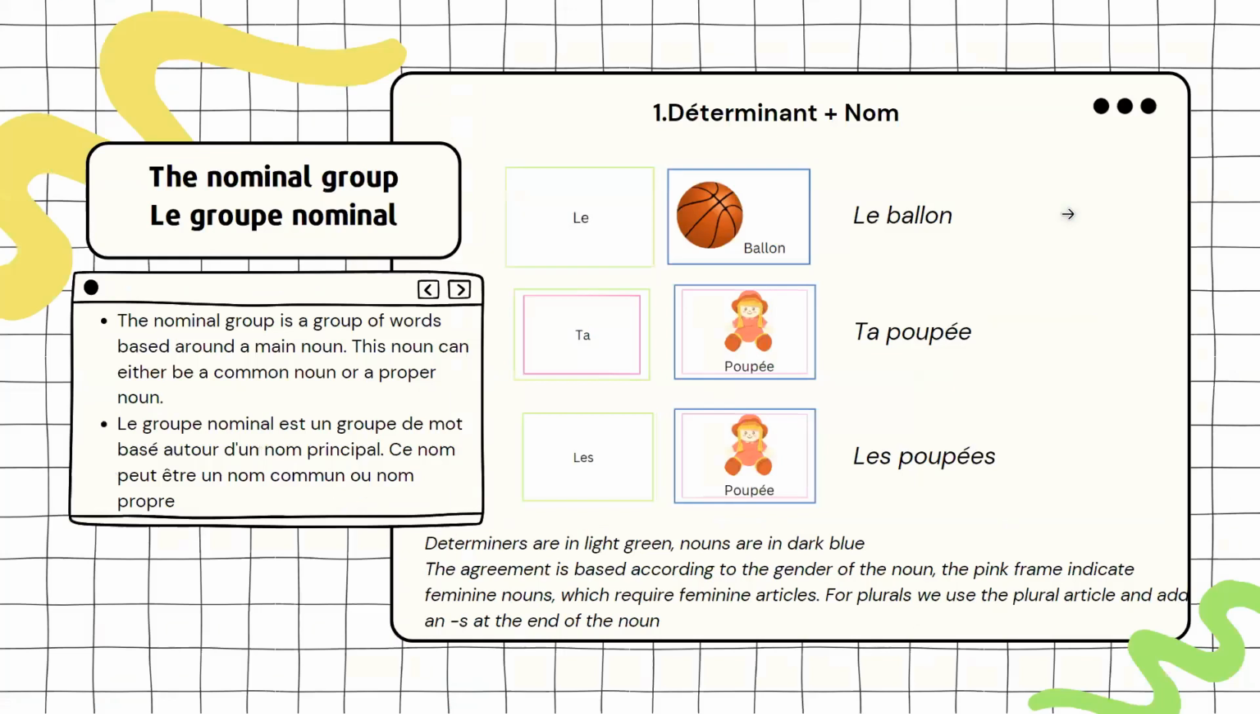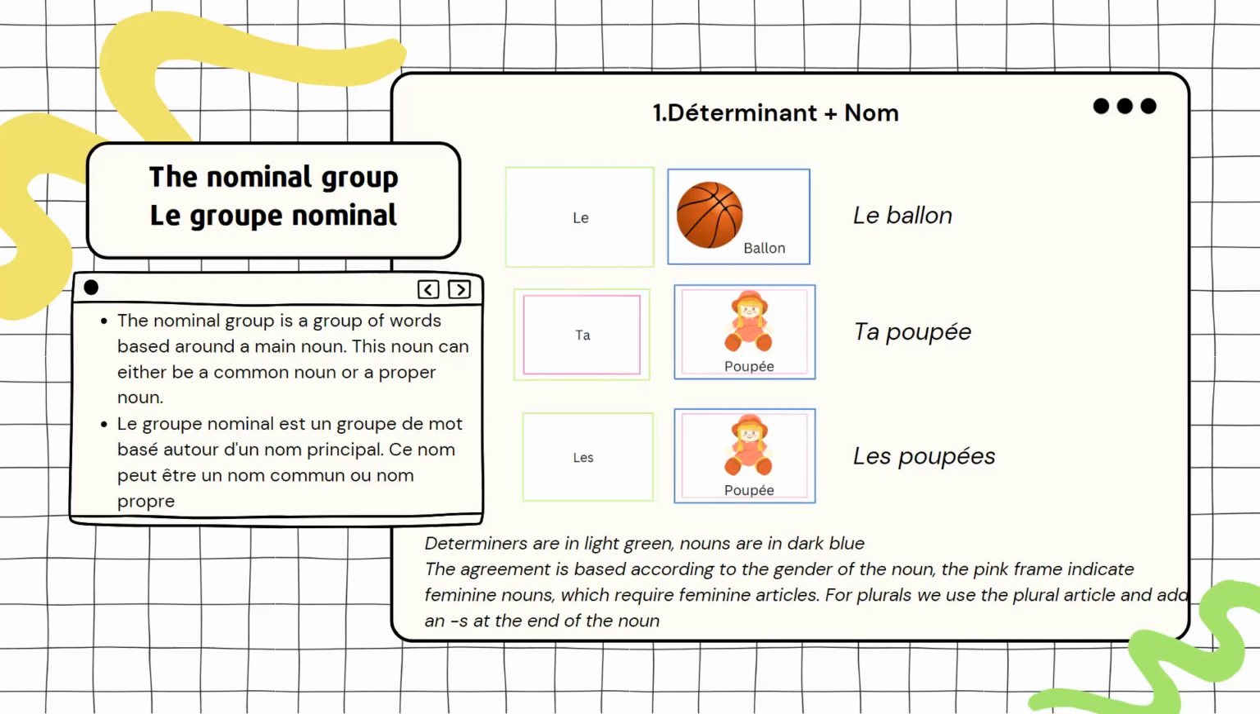Let's move on. Now we're going to see the biggest section of today's class with the nominal group. The nominal group is a very, very important concept because we're going to see it as a subject, as an object, as a circumstantial complement. We see it at many different places within a sentence. So it's very important.